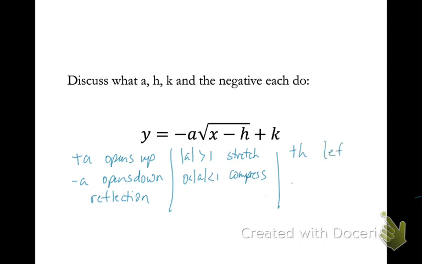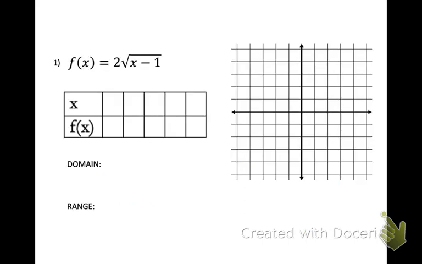If you see H being added, it will shift the parent function to the left. Negative H shifts it to the right. K values are what you would think, though. If you add a K value at the end of the function, that shifts the graph up from the parent, and if it's subtracted, it shifts it down.